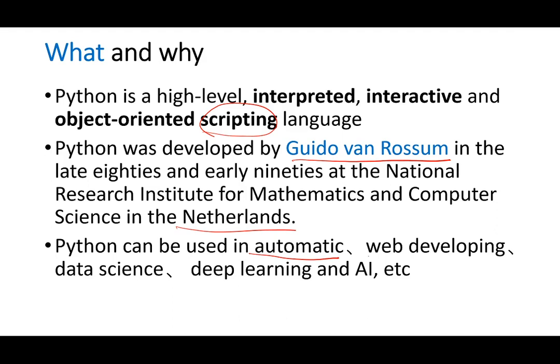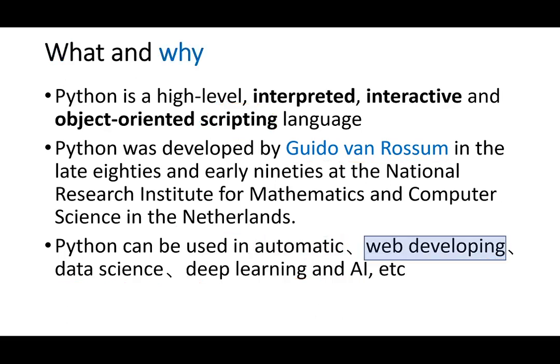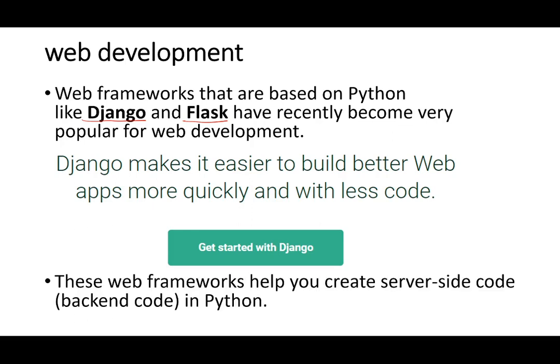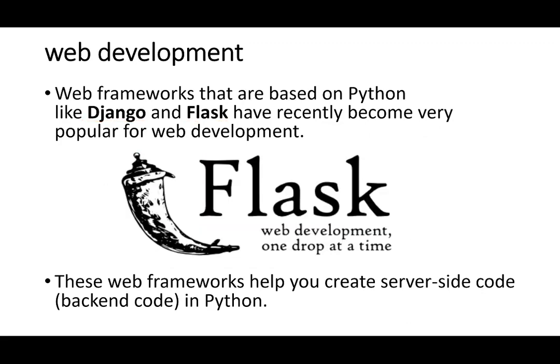Python is also used for web development. Recently, Python is mainly used for data science, deep learning and AI. For web development, two famous web frameworks, Django and Flask, have recently become very popular. They are all written in Python. These web frameworks help you create server-side code very easily in Python.